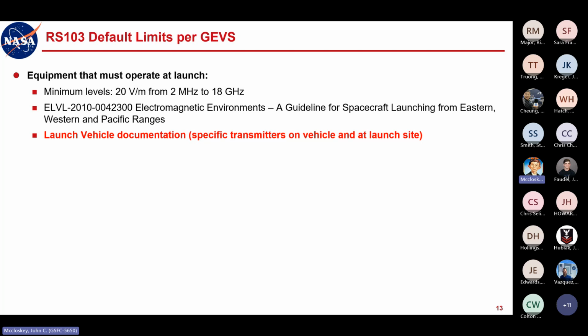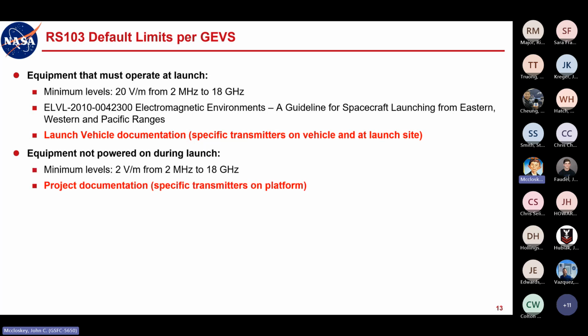So anything specific to your launch vehicle and launch site, specific transmitters used on the vehicle itself and at the launch site, has to be incorporated into your test plan. People come and ask me what levels we should be testing to? Well, that needs to be specified by your program. Different launch sites are going to have different transmitters, and that's what you have to use to specify what you're testing to. The 20 volts per meter is really just a starting point. Some of these launch site levels go much higher than that, and you have to pay attention to that in your mission-specific or launch-site-specific documentation.